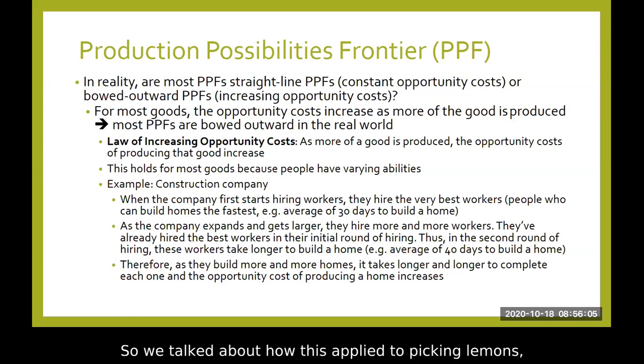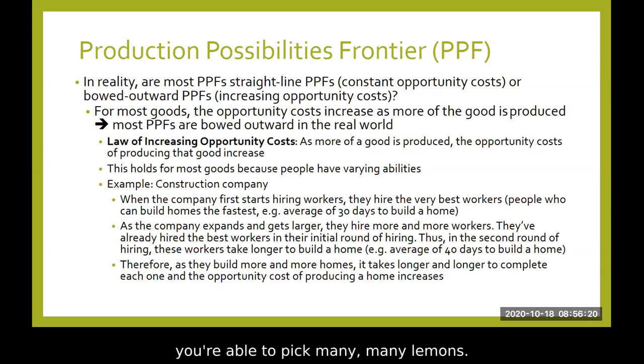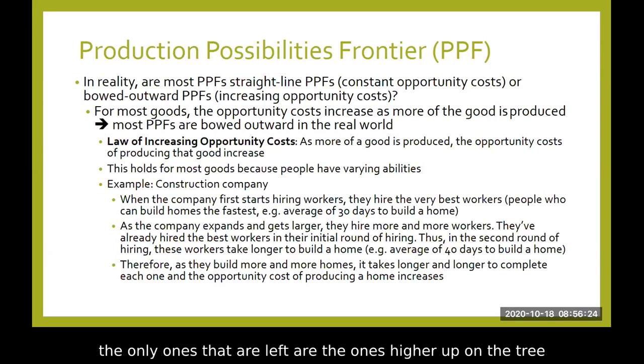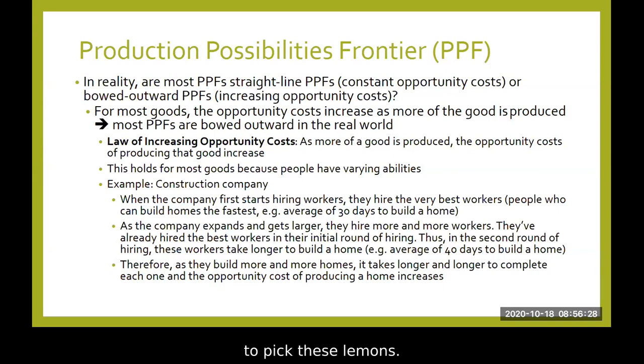So we talked about how this applied to picking lemons, for example, right? So initially, when you start off picking lemons, you're able to get the ones that are easiest to reach in the tree. So in a short amount of time, you're able to pick many, many lemons. And then as those ones are taken off, the only ones that are left are the ones higher up on the tree, and it takes more and more additional time to pick these lemons. And this is applicable to various other occupations as well.